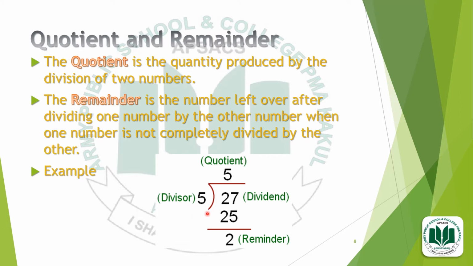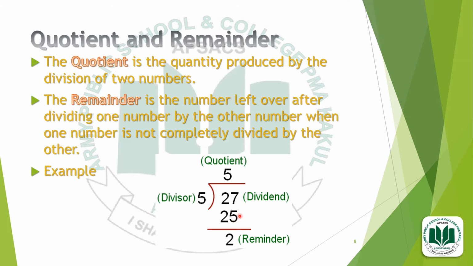Here we have 27 and we want to divide 27 by 5. Then we read the table of 5 and find a number which is less than 27 in the table of 5. So we can find 25. 5 5s are 25. Then we do the subtraction, 27 minus 25. Starting from the ones side, 7 minus 5 becomes 2. And 2 is the leftover, so it is called remainder.